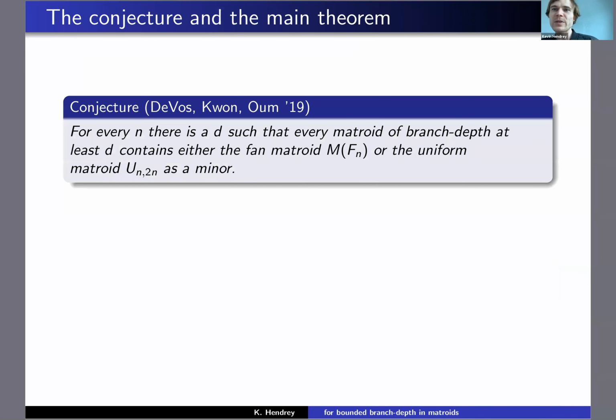Okay, so the conjecture of De Vos, Kwon, and is the following. The conjecture says that for every n, there's some value of d such that every matroid of branch depth at least d either contains a fan-matroid as a minor, so a large fan-matroid, or a large uniform matroid, U_{n,n}.